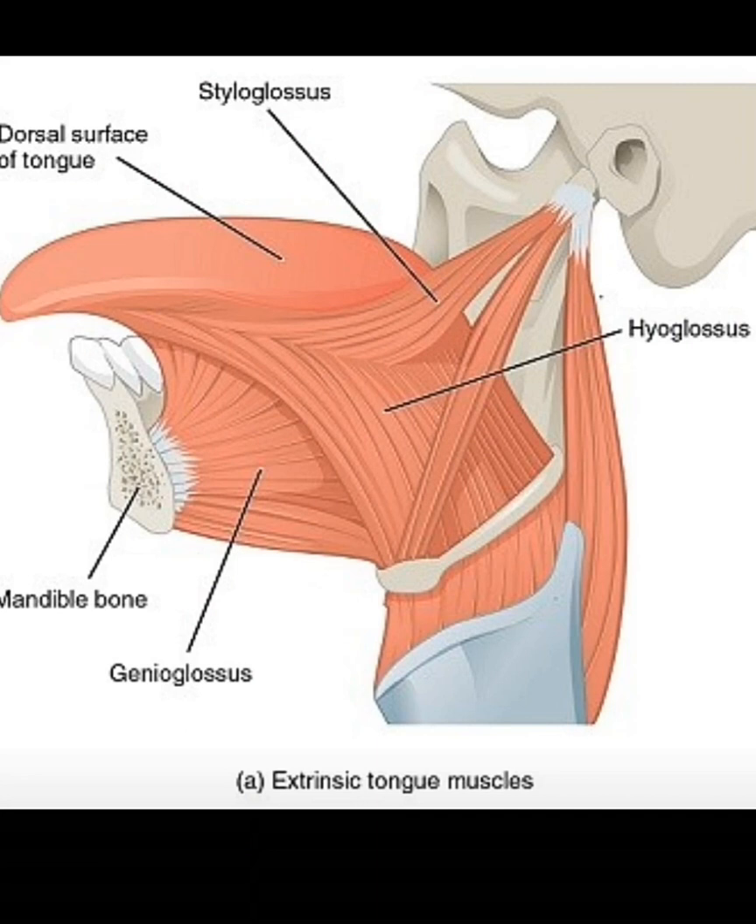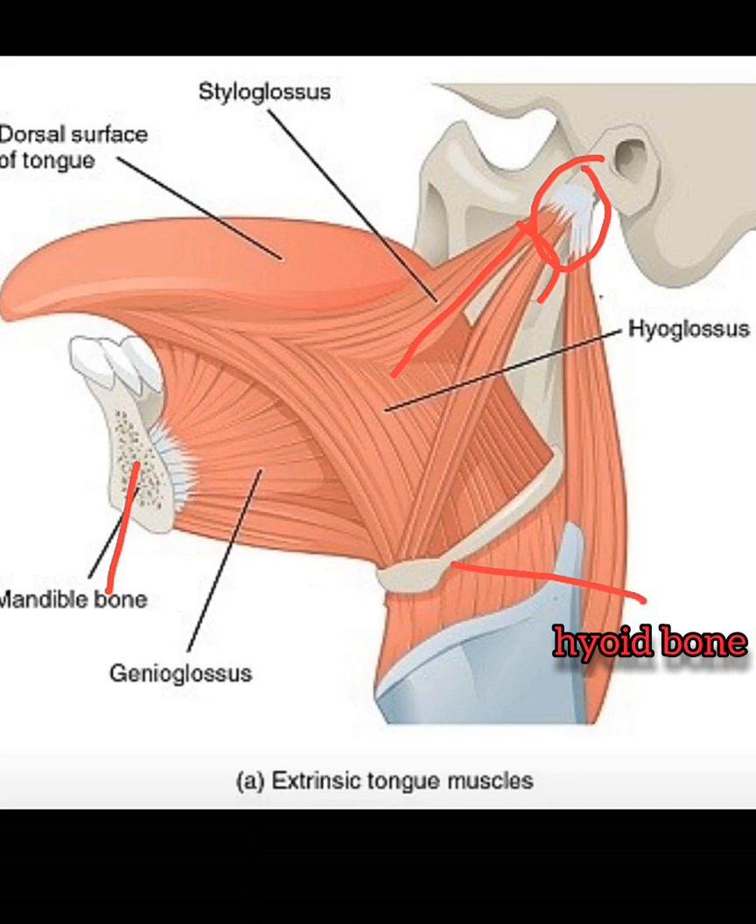As you can see in the picture, the root of the tongue is attached to the styloid process here. So this is the styloid process, and below it is attached to the mandible here and the hyoid bone.